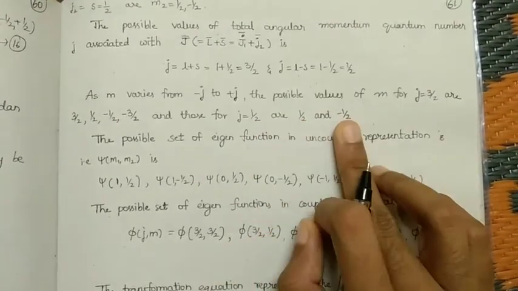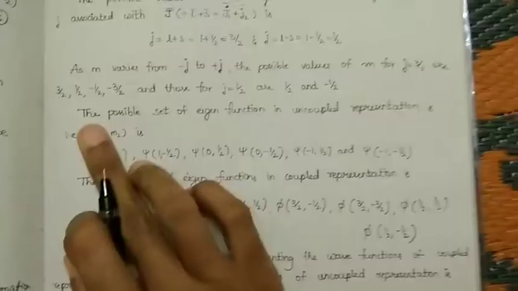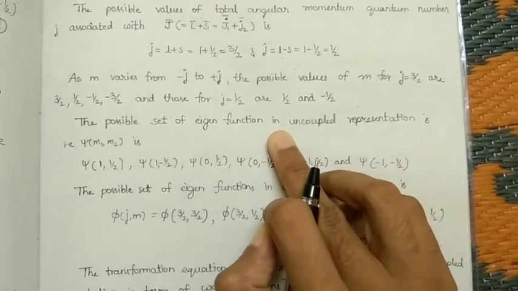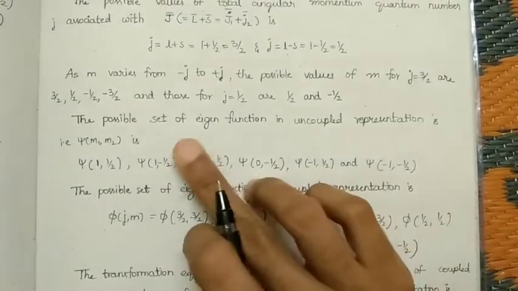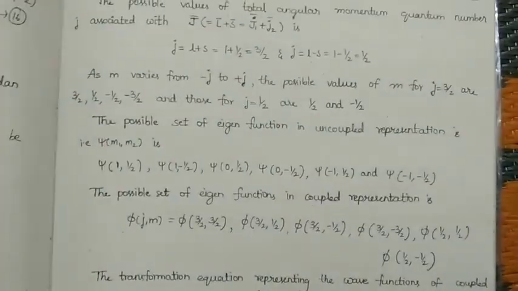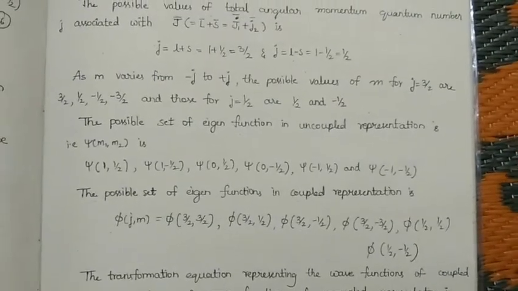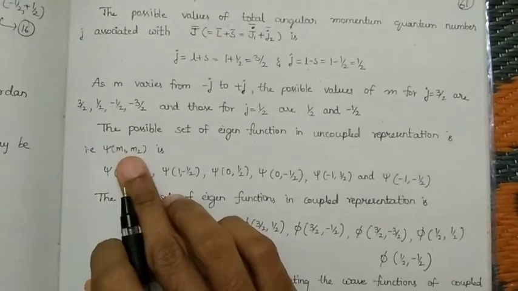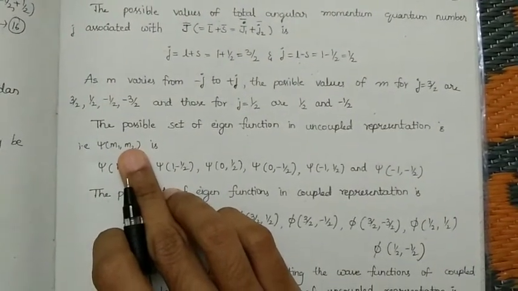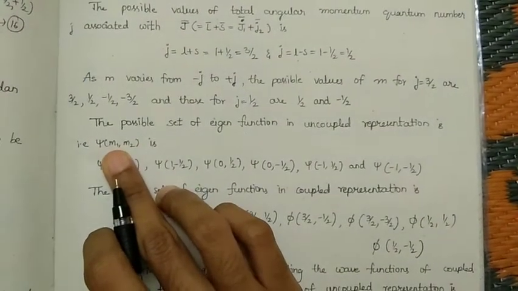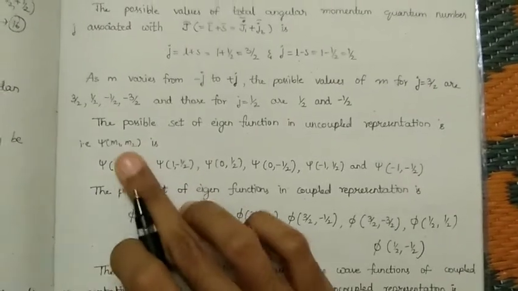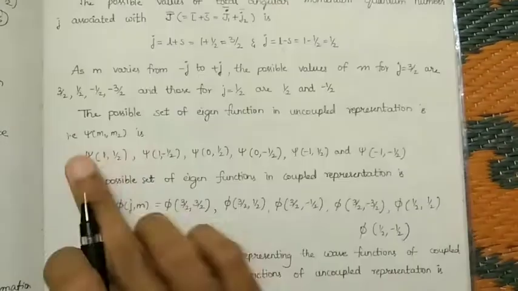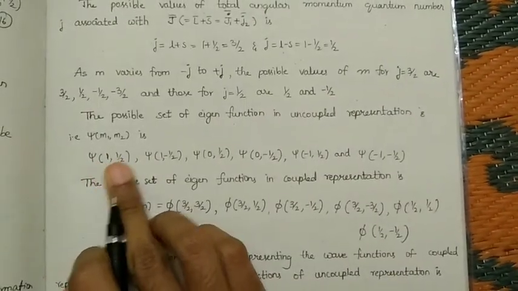So we are having half and minus half. So the possible set of eigenfunctions in uncoupled representation is psi of m1 comma m2. Uncoupled form means m1 separately and m2 separately. If we consider these two separately, in the uncoupled representation, we are having these many xi values, that is xi of 1 comma half.